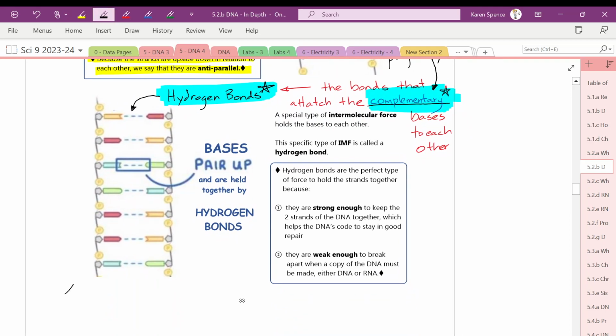Now, hydrogen bonds, I want to mention something about hydrogen bonds that is enriched. So if you just want to chill for a minute and relax, you can do that. But I'm going to say that hydrogen bonds, they are the Goldilocks of bonds.